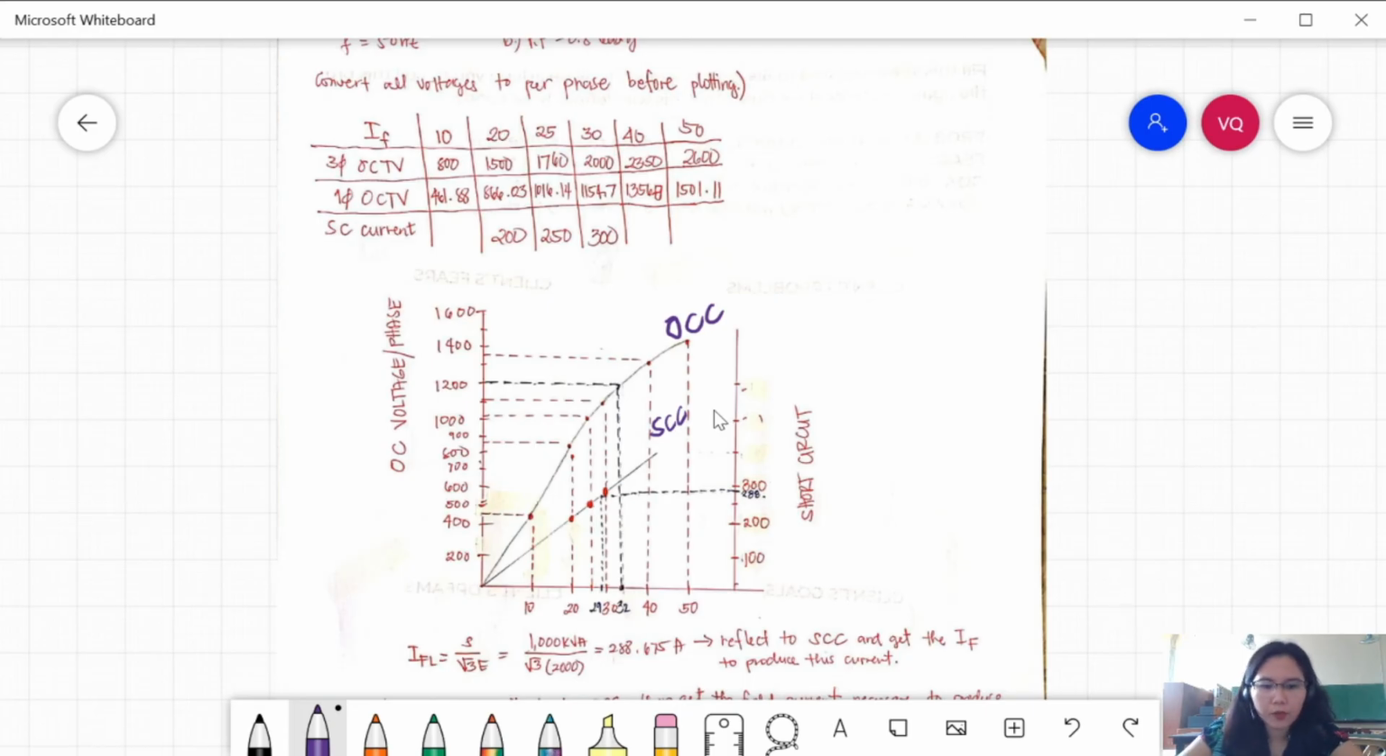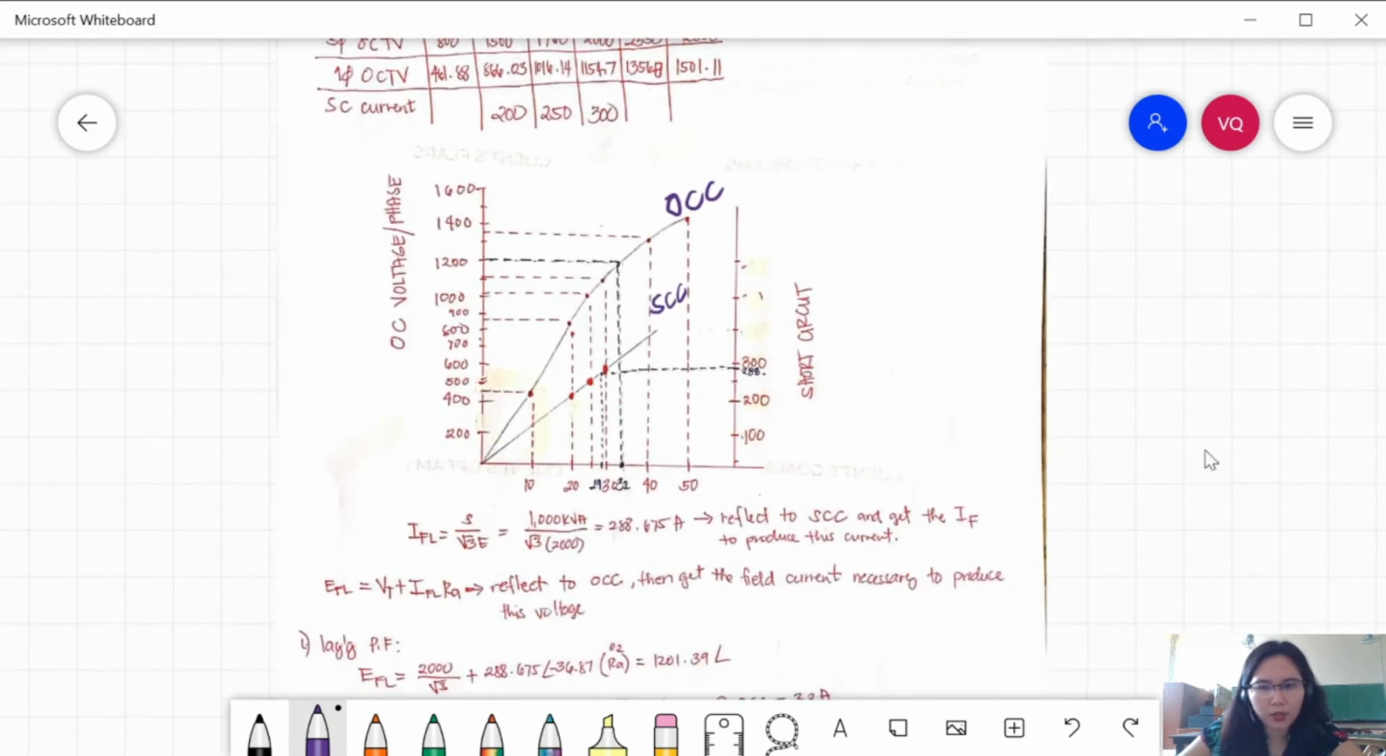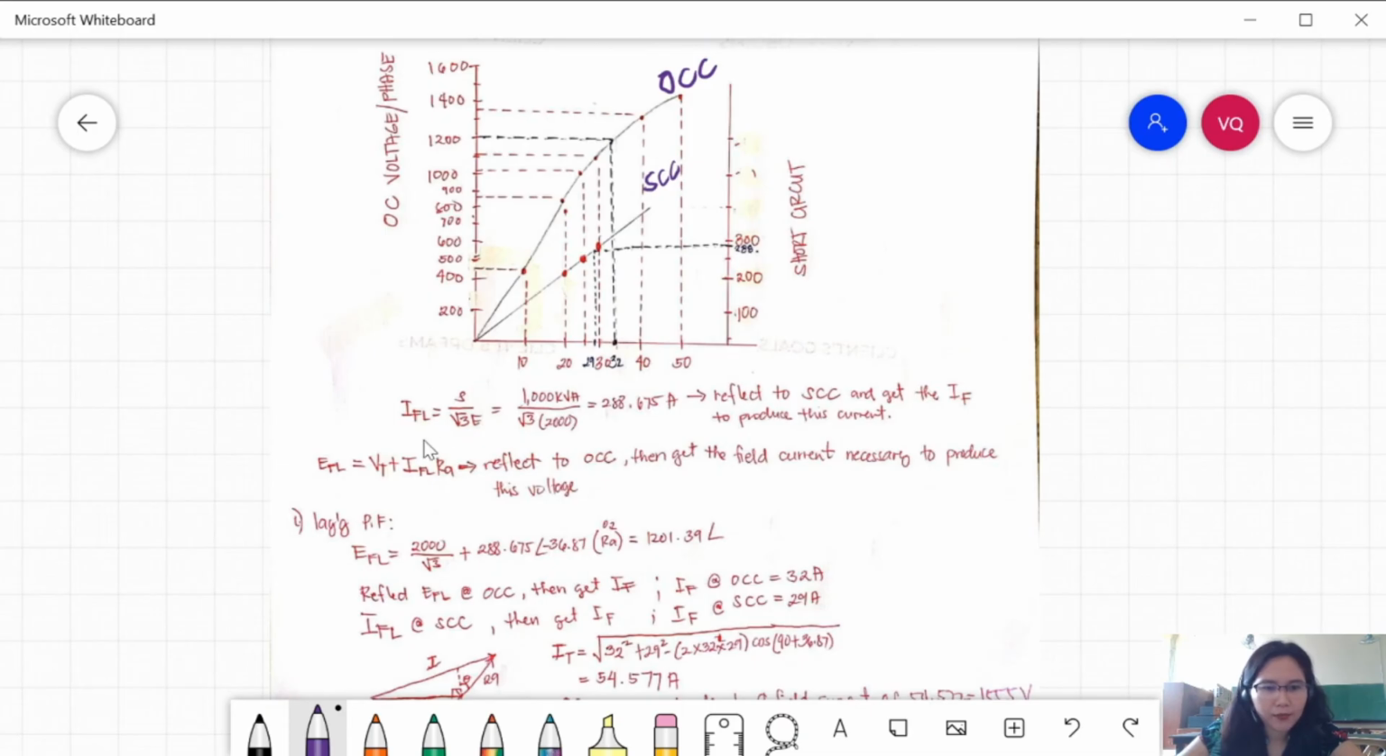Now, we are going to solve for the full load current of the alternator. So, IFL is equal to apparent power divided by square root of 3 times our voltage. So, 1000 kVA divided by square root of 3 times 2000. Since 2000 is our terminal voltage, IFL will be 288.675 amperes. So, we will reflect this to SCC and get the field current to produce this current.